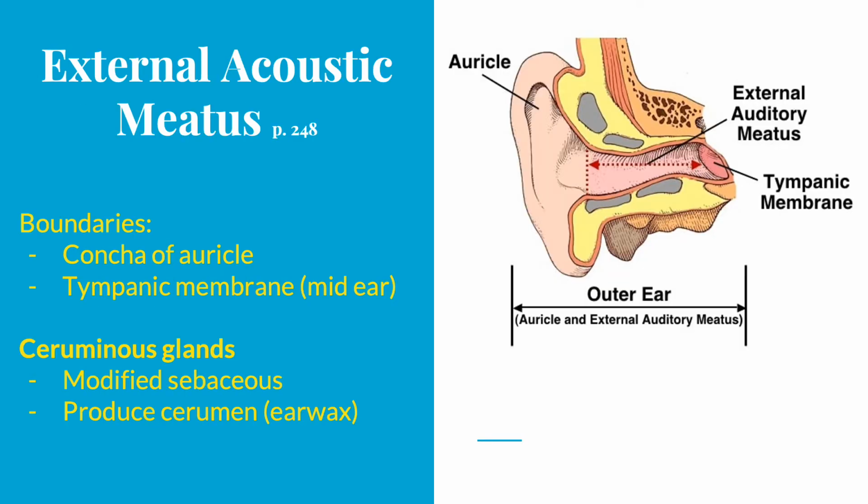Then moving into the external acoustic meatus. You want to know the boundaries. That's going to be the concha of the auricle, and then it's going to go all the way to the tympanic membrane, so your eardrum, which is going to be the beginning of the boundary for your middle ear also. And you want to know about the ceruminous glands. Those are going to be the glands that produce earwax. They're also classified as a modified sebaceous gland, and they produce cerumen.